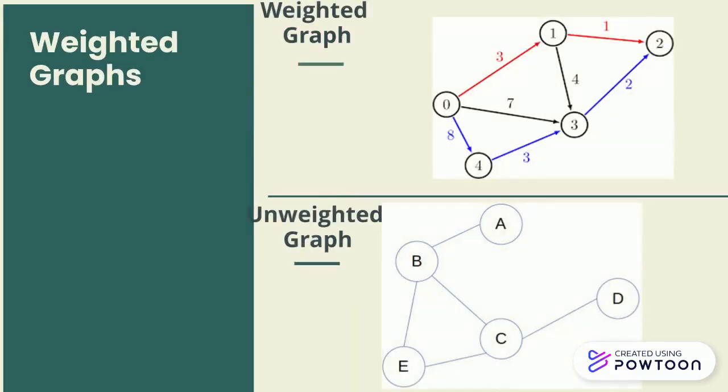There are many different ways to measure relationship between two nodes. For example, there's a graph representation that allows you to weigh the relationship between two nodes. This is called a weighted relationship.